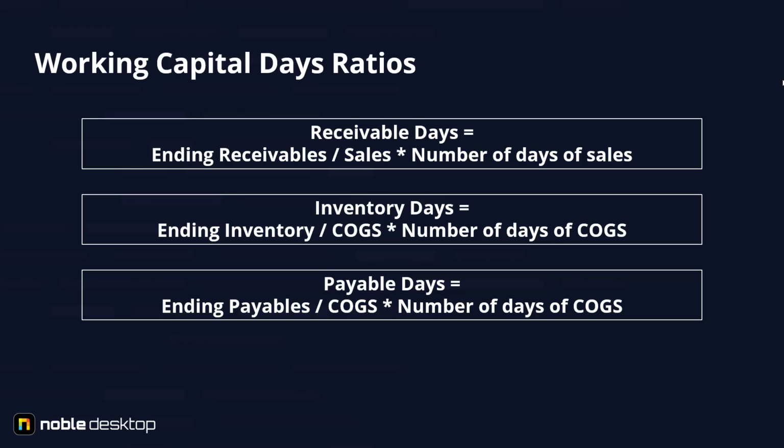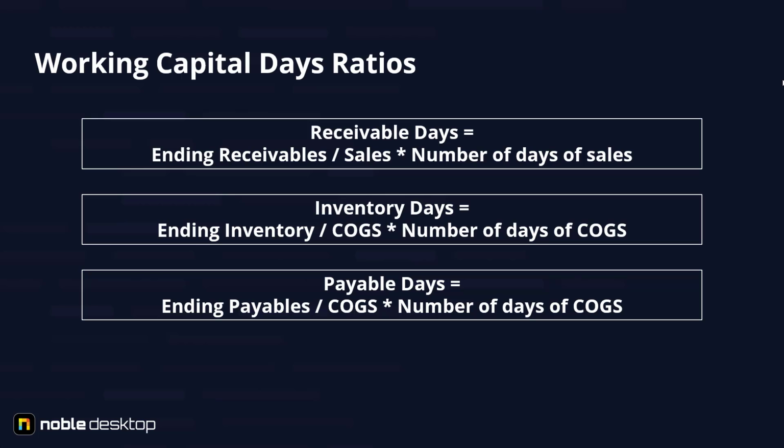Payables show the average number of days the business is taking to discharge its obligations to suppliers. A high positive number indicates the company has a free source of funding and can use that cash it owes to cover other costs. However, a low or even negative number suggests the business is not meeting the payment deadlines for its obligations. The formula for payable days is ending payables divided by COGS and multiplied by number of days of COGS.